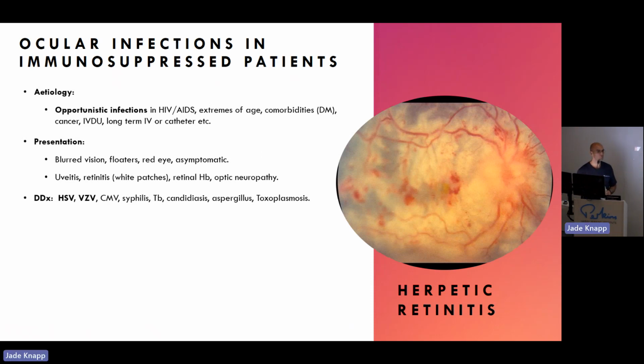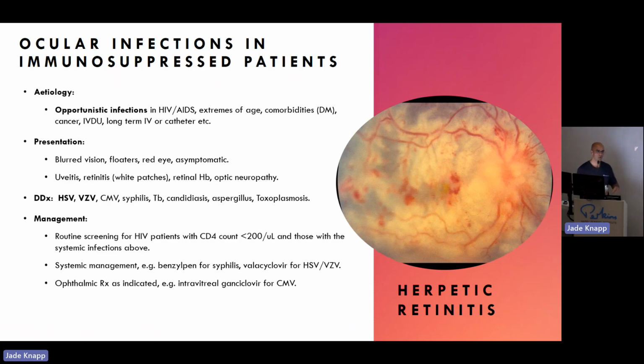TB, ask about a history of travel overseas. There's an outbreak of syphilis in WA at the moment. I know of at least one case of syphilitic eye disease in the last several weeks. Candida and aspergillus tend to be opportunistic, immunosuppressed hospital setting. Toxoplasmosis is also quite common.